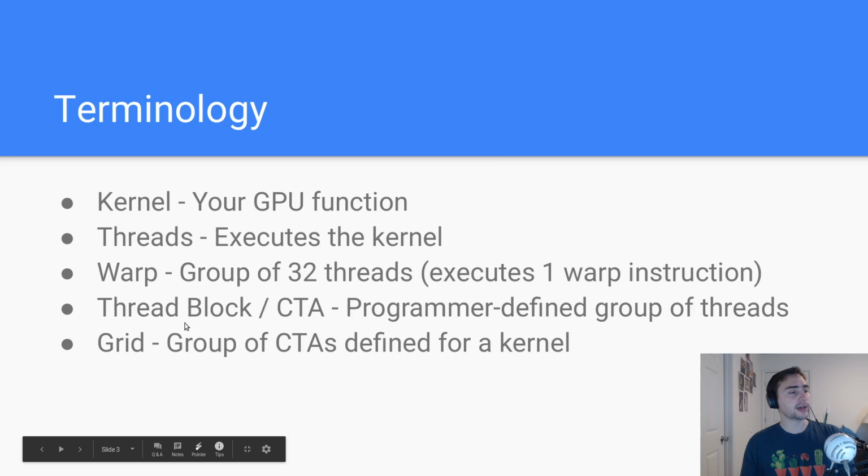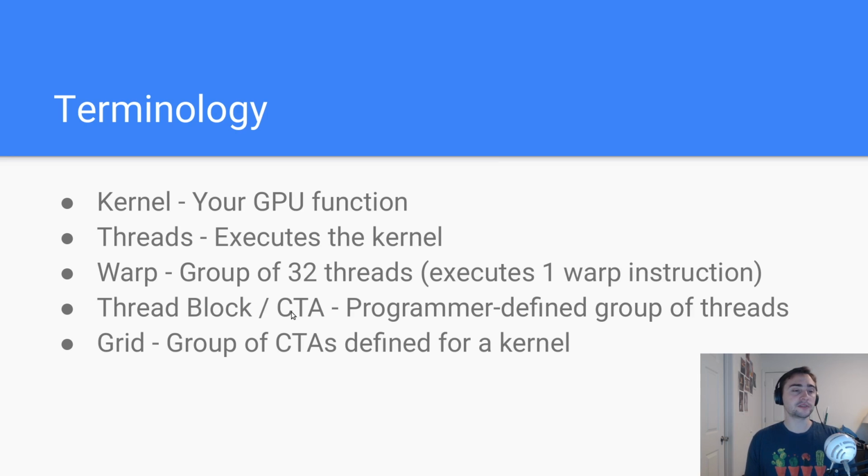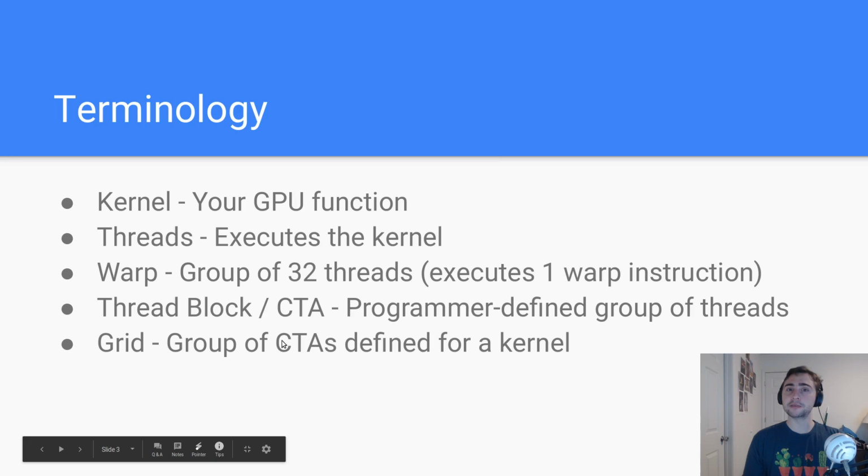So then we also have thread blocks and CTAs, or cooperative thread arrays. These are programmer-defined groups of threads. The hardware groups threads at the very low level into warps, but the programmer defines how many threads do I want in a particular chunk of the computation. So the programmer breaks up their computation into chunks called thread blocks or CTAs, and then all of those chunks together make up the grid, right? So your grid represents your entire problem that will be executed.